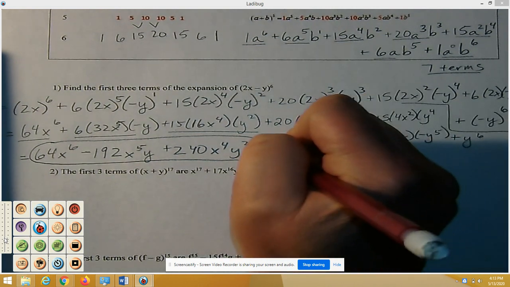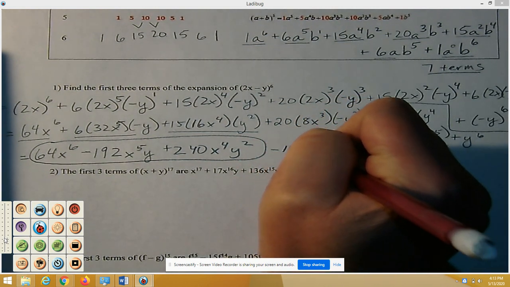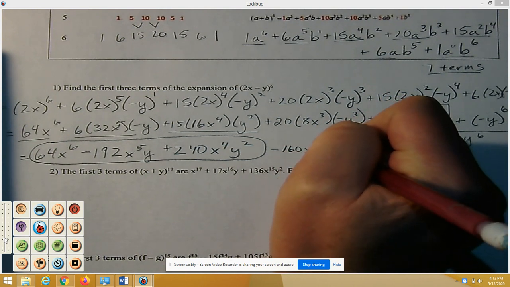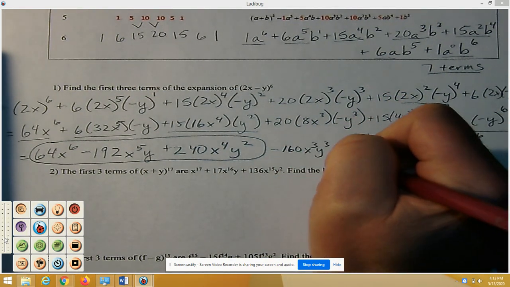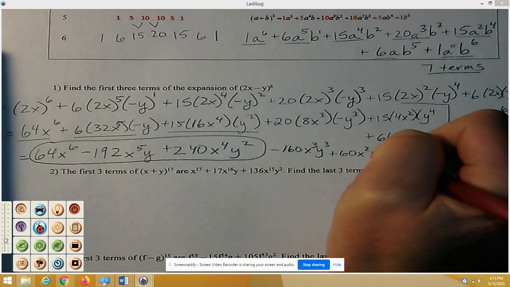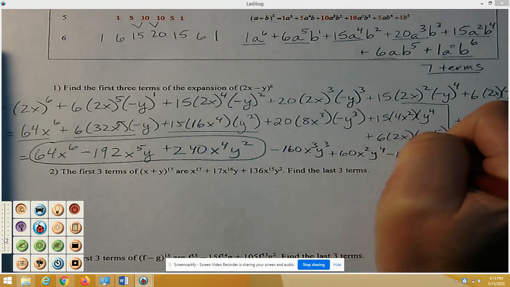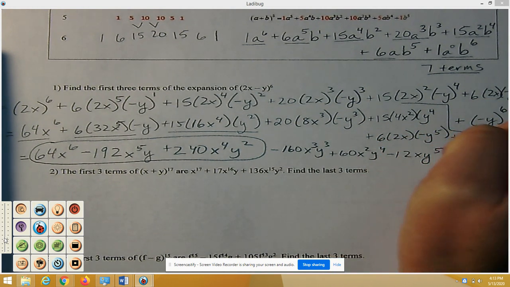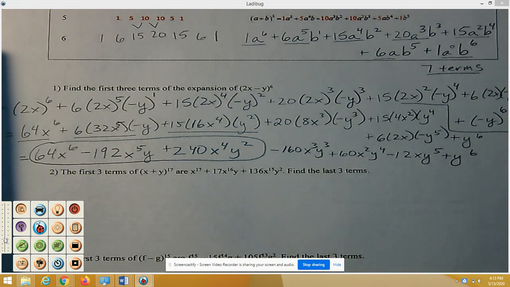This is going to be a negative. So I'm going to have negative 160 x to the 3rd y to the 3rd. Here, I'm going to get positive 60 x squared y to the 4th. I'm going to get negative 12 x y to the 5th, and then plus y to the 6th. So this would be the rest of my expansion if you were asked to do the whole thing. So that was fun.